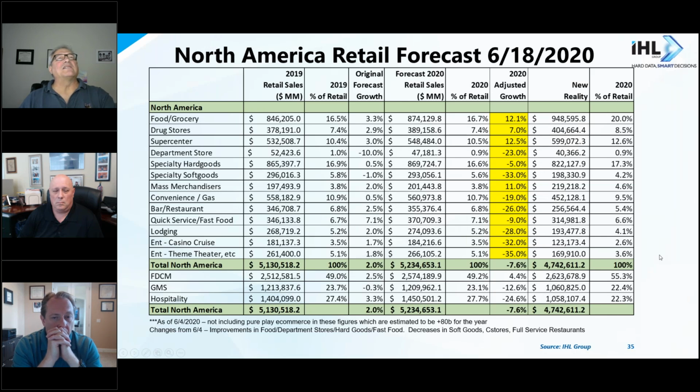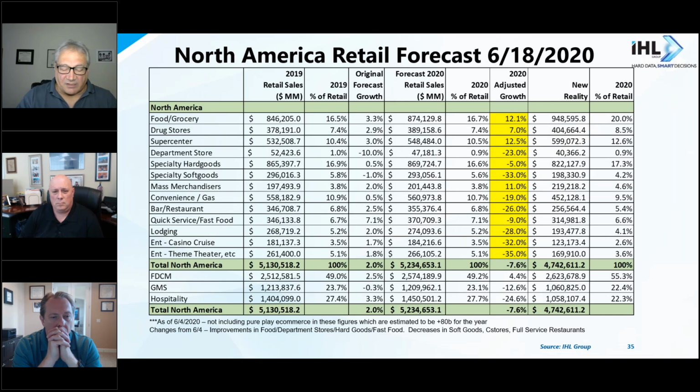Going forward, as you know, we've had this kind of chart here in the last several webinars, and as we've moved forward, we've been adjusting numbers as we receive more data from various sources. So this is our current forecast for overall 2020, what we're expecting for the year. Bottom line, retail in North America, we're expecting to be down 7.6% compared to last year.